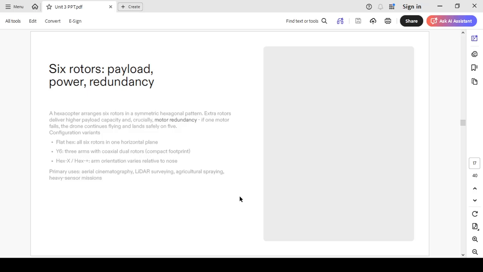So the configuration variants would be flat Hexa-Copter, 6 motors in one horizontal plane, or Y6, which is 3 arms with 3 coaxials. Hexa is the case where all 6 motors are fixed on the frame, the same as in your Quad-Copter.